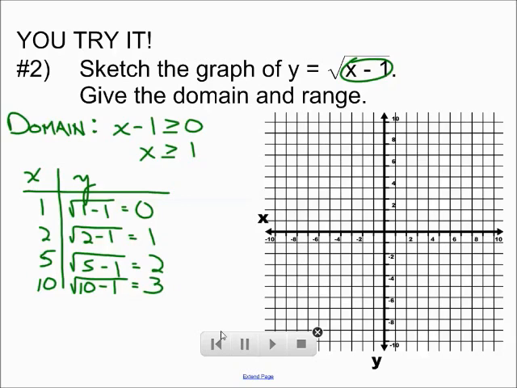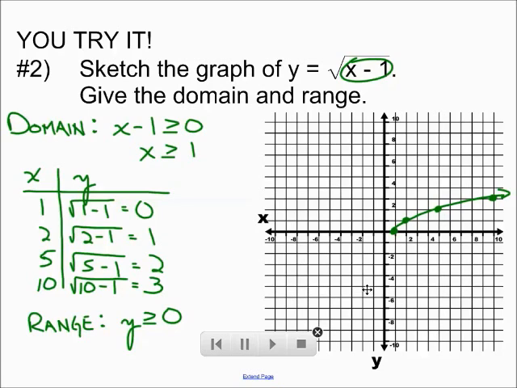So our range then starts at 0 and goes up. So all values of y greater than or equal to 0. Plot my points: 1, 0, 2, 1, 5, 2, and 10, 3. Draw a nice smooth curve starting at 1, 0, and we're done.